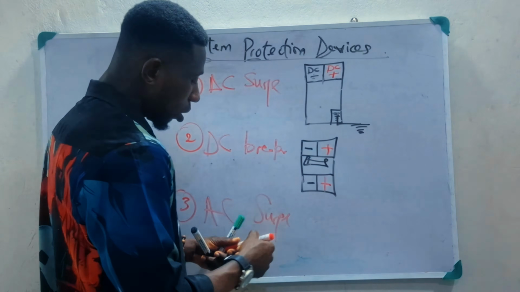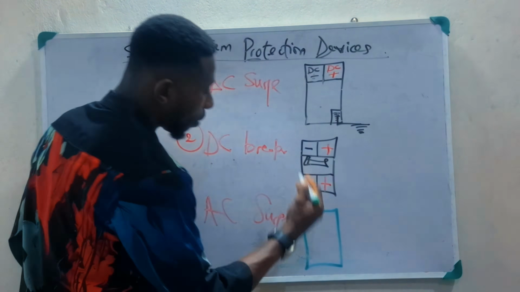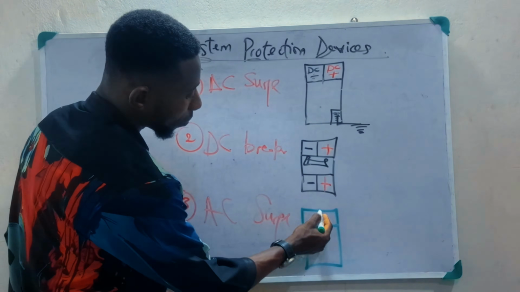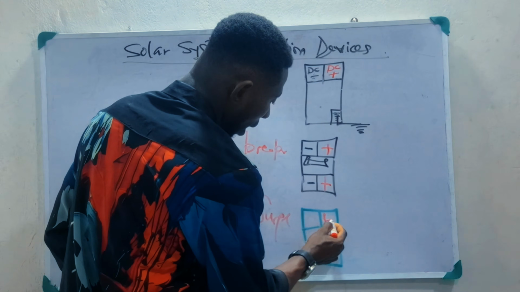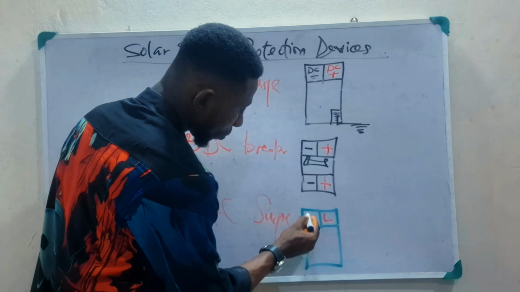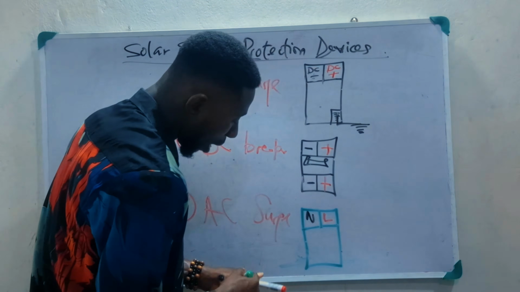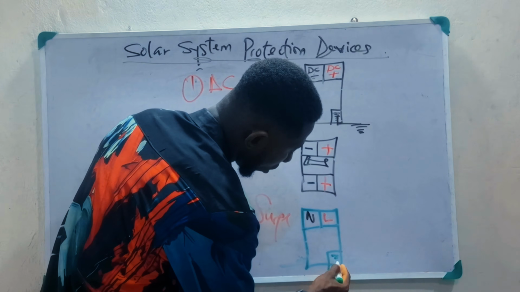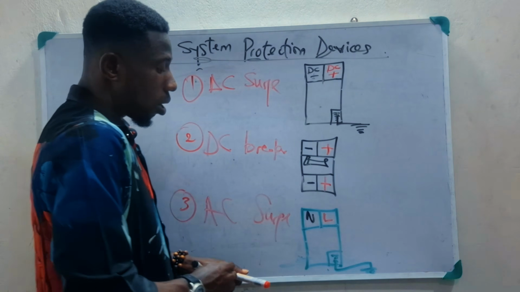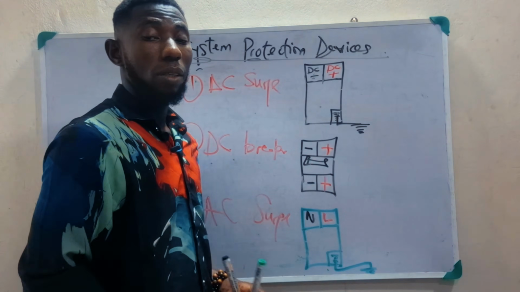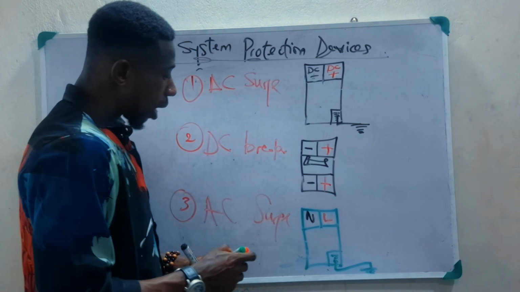Now, the AC surge is an AC surge device, and it's usually labeled live and neutral. Then we have it at this other end. This is the earth link. Then you run it to the earth. You connect it to the earth bar or earth link or the breaker box or an enclosure box. So these are the things that are needed.